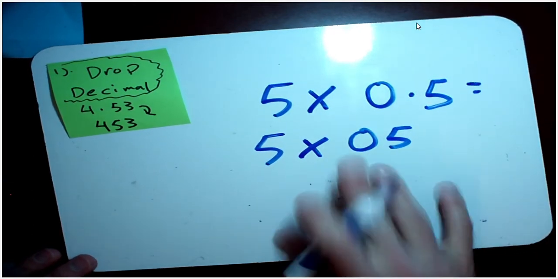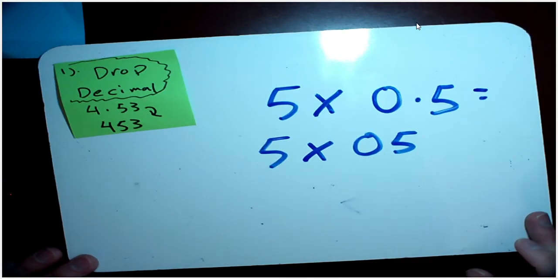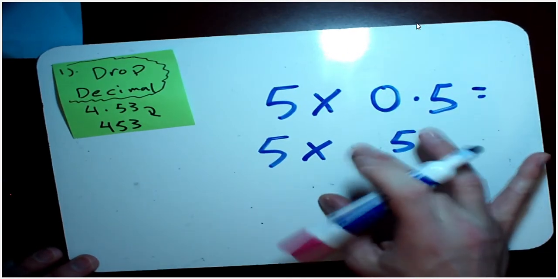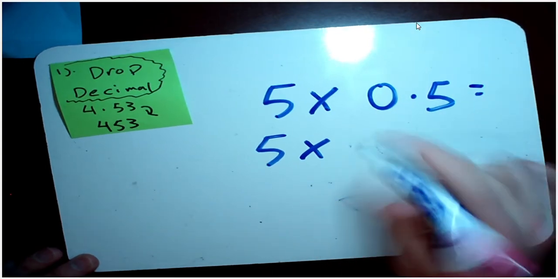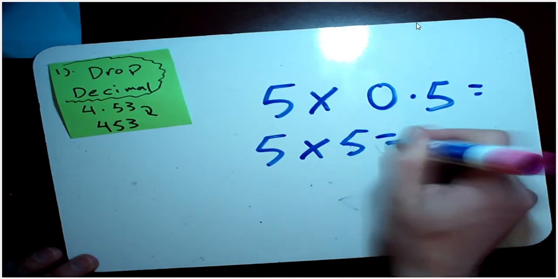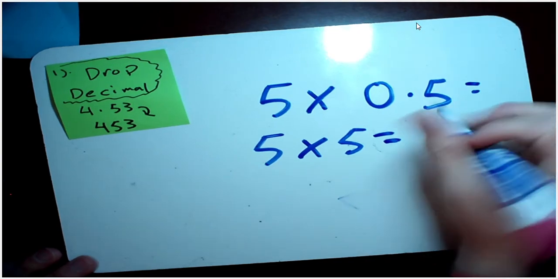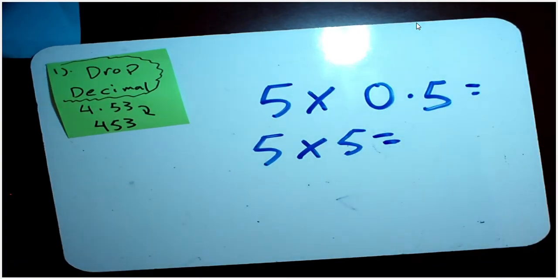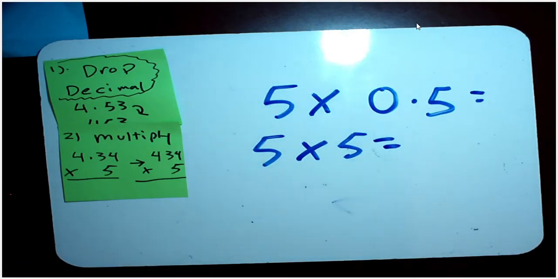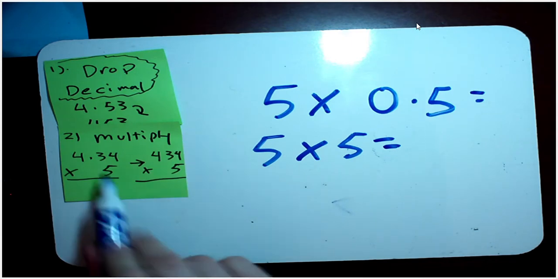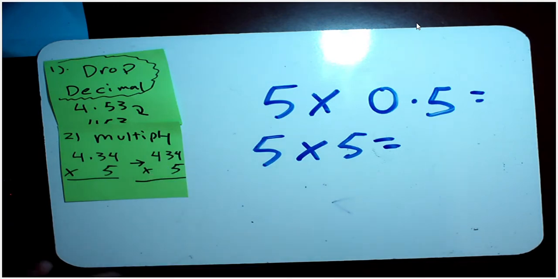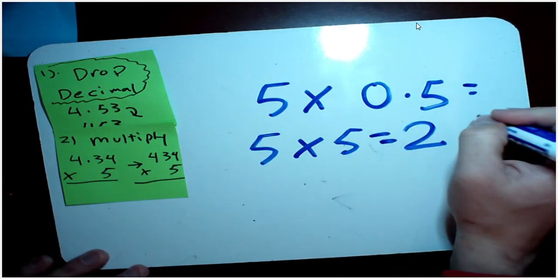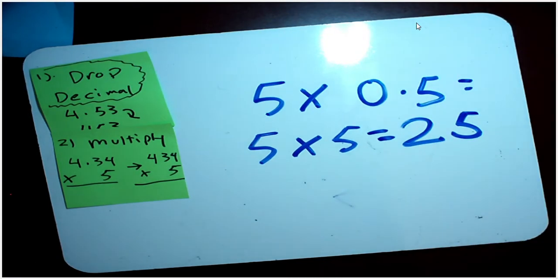There is that zero placeholder in there. You can drop that if you like. You can write it in there if you need that to be comfortable with this process. We know 5 times 5 is then 25. So step 2, we multiply. See here on this one I had 4 and 34 hundredths times 5 became 434 times 5. So 5 times 5 is 25. Which leads me to the next step.